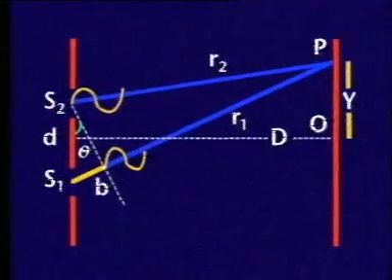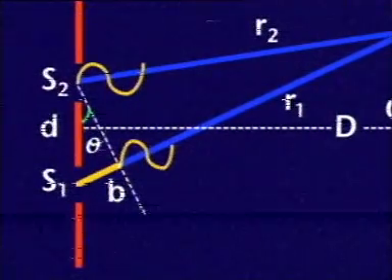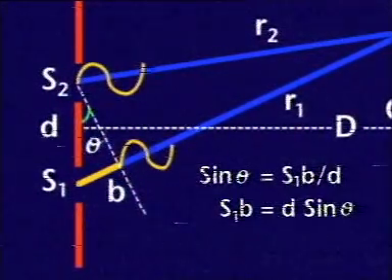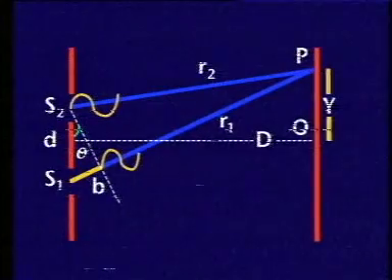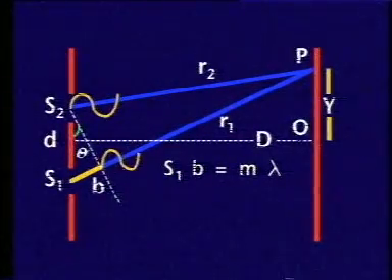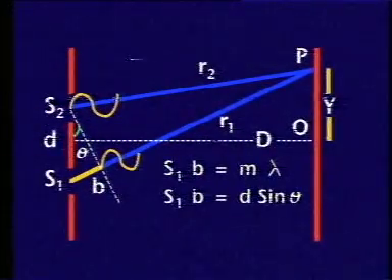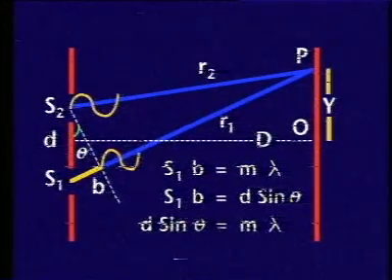Now consider right angle triangle S1, S2b. We have sine theta is equal to perpendicular over hypotenuse. Sine theta is equal to S1b over d, or S1b is equal to d sine theta. For point P to be on a bright region, the path difference should contain a whole number of wavelengths. So S1b is equal to m lambda, where m is equal to 0, 1, 2, 3, and so on. As S1b is equal to d sine theta, that implies d sine theta is equal to m lambda.